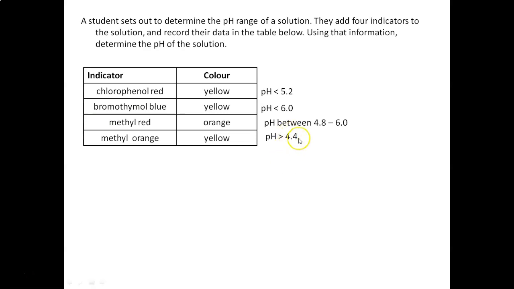And so this one tells us that it's above 4.4. This tells us it's below 6. We can narrow the range to 4.8 to 6 with this one, and then we can narrow it further and say that my pH is somewhere between 4.8 and 5.2.